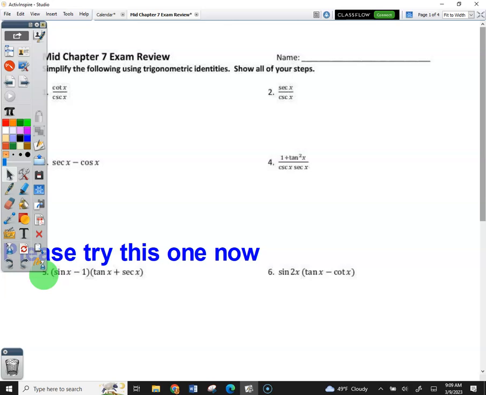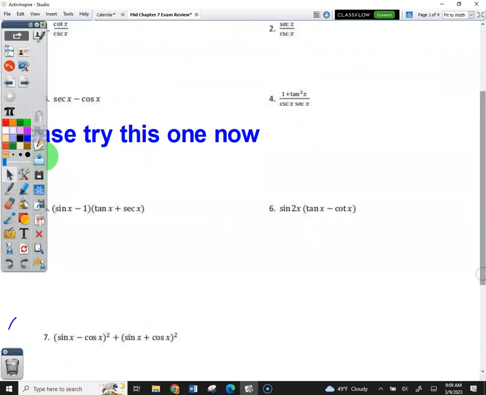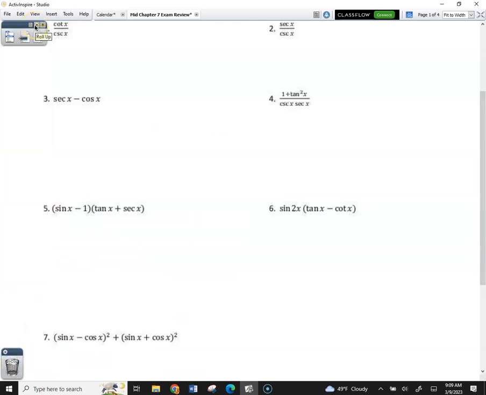Number 5, though. I want to look at 5. Look at number 5 right here. You have to recognize what you've got. This is a binomial times a binomial. And this, tan and secant, are fractions. I would not try to multiply the binomial and the binomial when one of them is full of fractions. I would get the one that's full of fractions to a single fraction instead of 2 terms, just 1 term, and then I would multiply.